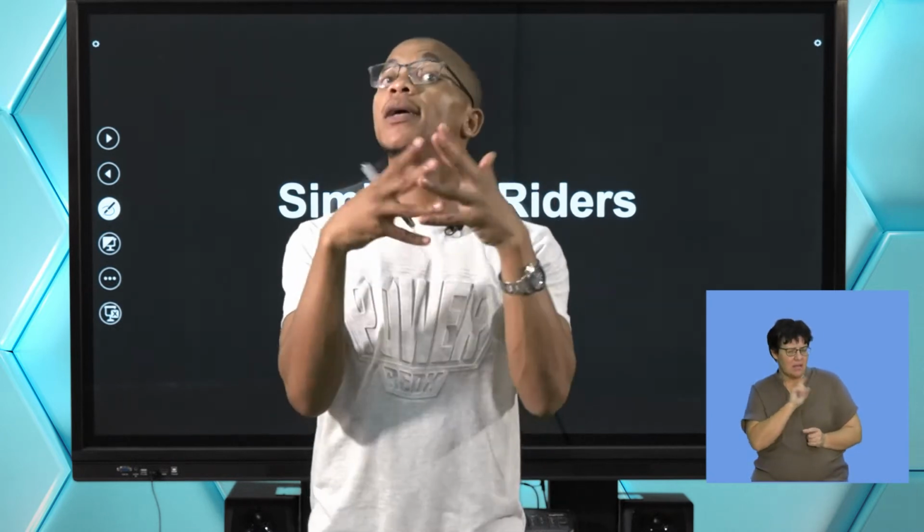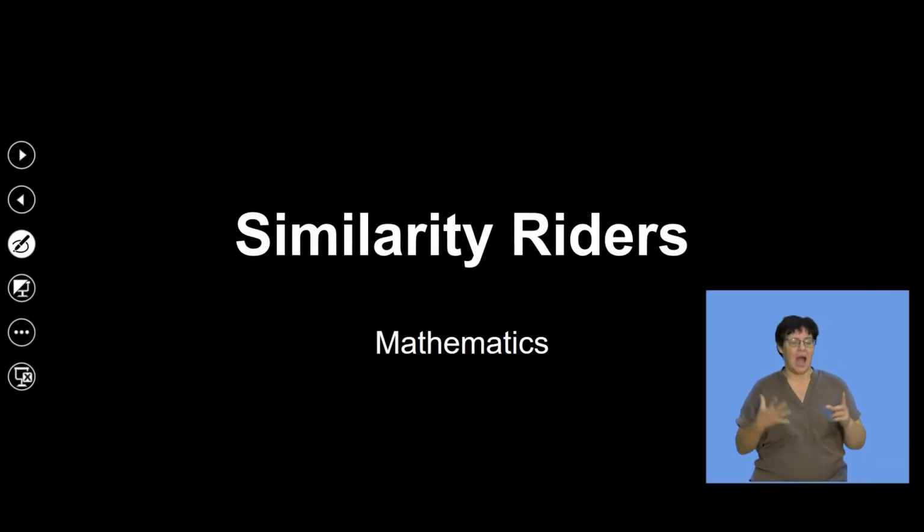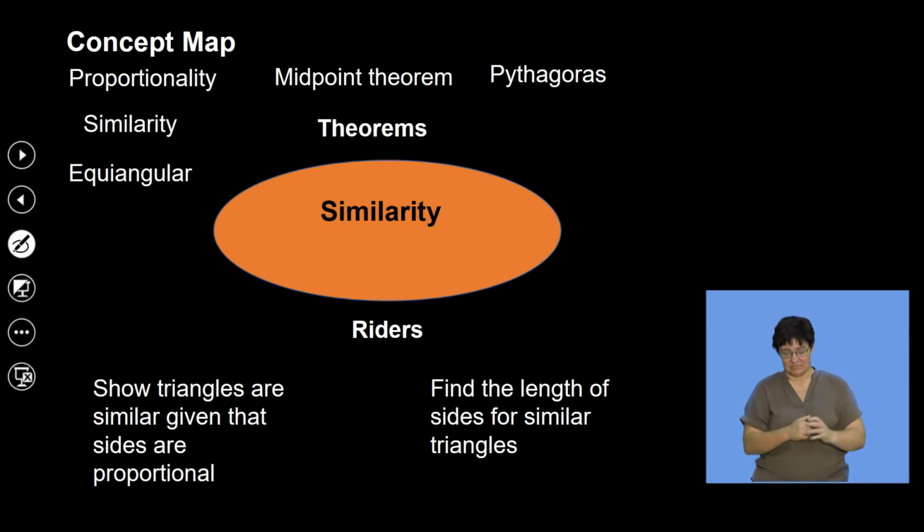So let me just show you the map of what we are going to look at, which is the same as what we did in the previous lesson, by the way, which was the similarity theorems that we looked at. So let's just look at that and then try and solve some questions, just so that we can put everything we've done thus far into perspective. So what do I know? I know that similarity has some theorems in it, which are midpoint theorem and the Pythagoras, and also it has some proportionality, similarity, and equiangular, right?